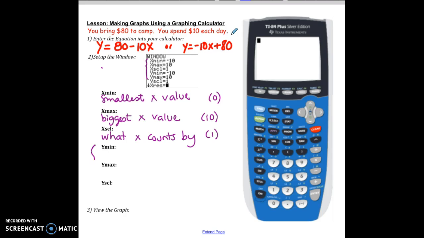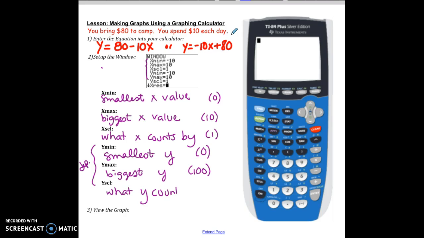Okay, the y, in this case, it's your dependent variable, and in the scenario I gave you, it's money. So your y minimum, what's the smallest amount of money you'll have? Well, hopefully you're not going to go below 0. You hopefully won't go into debt. Y max, the biggest y value. Notice here that it says you bring $80 to camp, so you need to go up to at least 80. I'm going to go to 100 just because I usually like to go a little over the max. Y scale, what y counts by. So if I go from 0 to 100, I might count by tens.